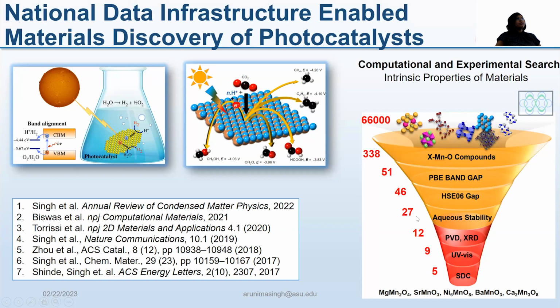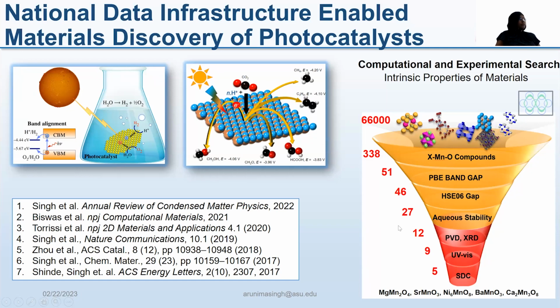I want to draw your attention to this last stage of the computations, where we determined the aqueous stability, and we found 27 manganese oxides out of 66,000 materials in the Materials Project database, of which our experimentalists were able to grow nearly 50% of them. So it shows that the power of all of the data available in the Materials Project in identifying potential candidates is quite high. At the end of the project, we identified 5 new photocatalysts which had never been used for water splitting, and we demonstrated their photocatalytic activity.